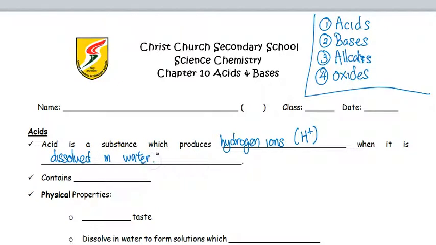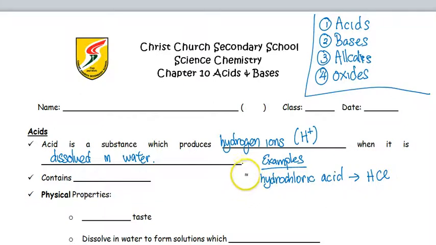So what are some examples? What are some of the examples of an acid? Please take note, you must memorize this. Examples of acids are hydrochloric acid. This is the first acid here, hydrochloric acid. What's the formula? HCl. Please memorize this. First acid, hydrochloric acid.